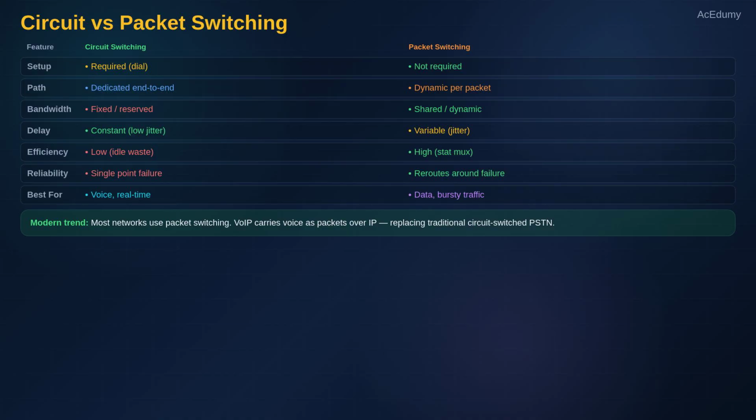The modern internet uses packet switching, but modern voice calls over the internet, VoIP, use packet switching with special QoS mechanisms to achieve the low delay that voice requires. So the trend is clear. Packet switching has won, but circuit-like guarantees are layered on top when needed.